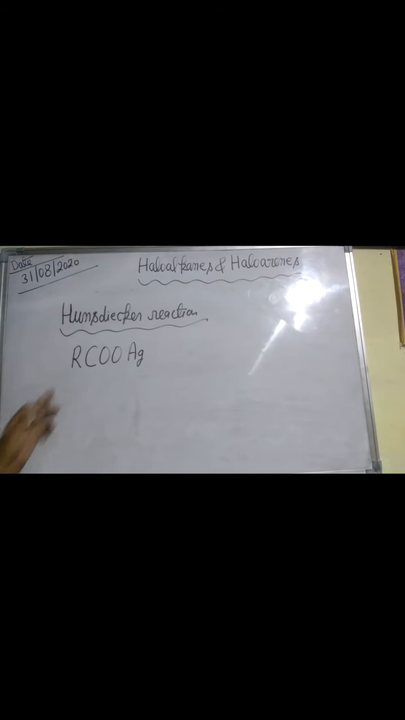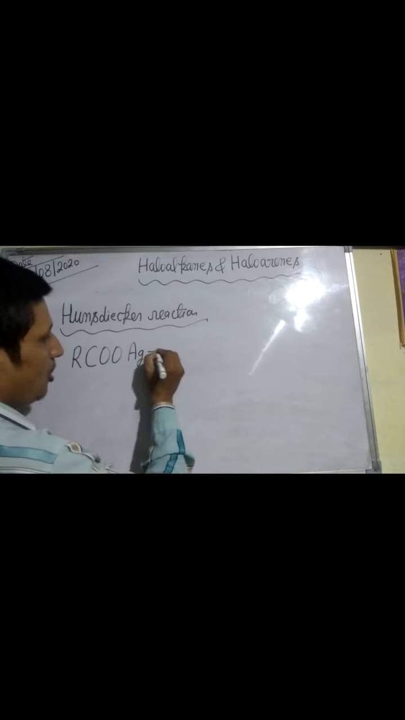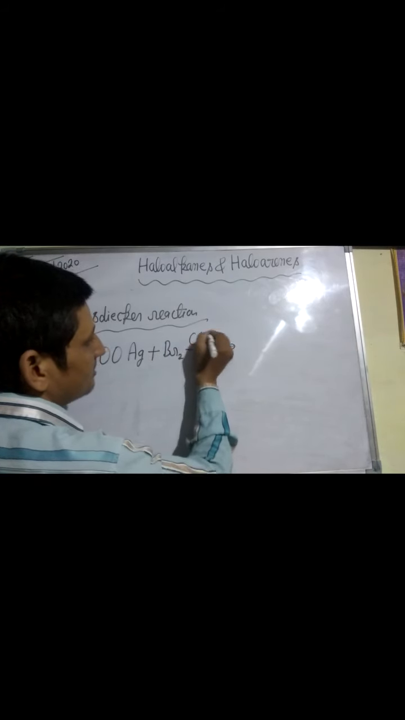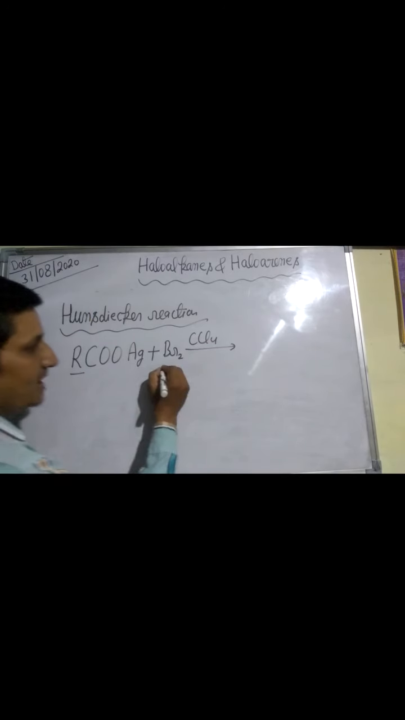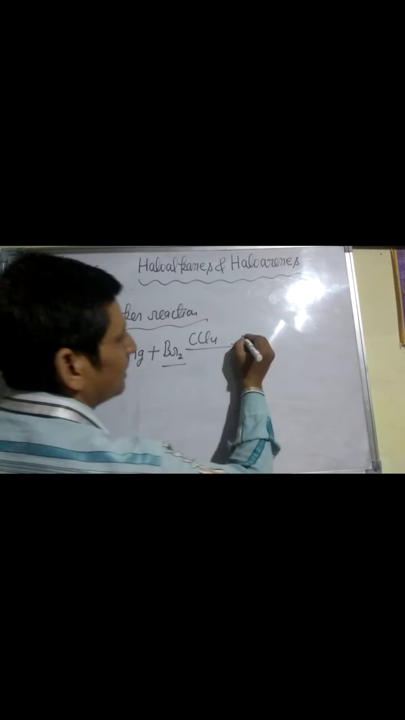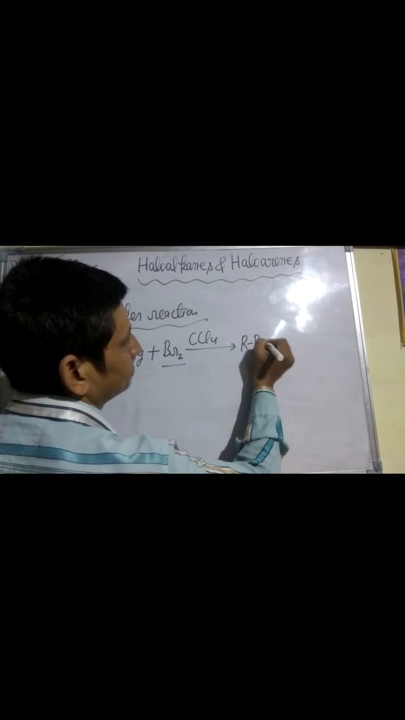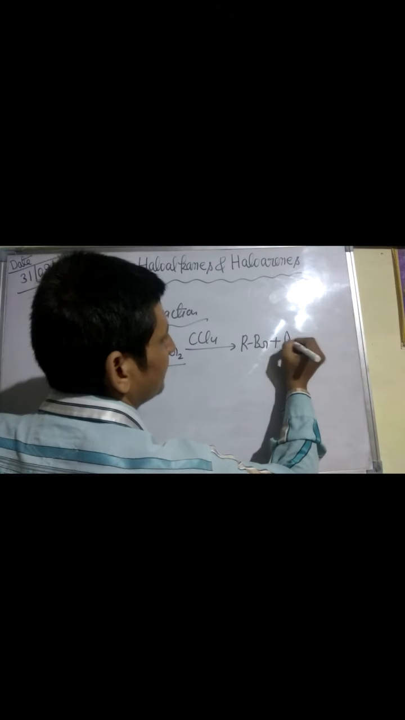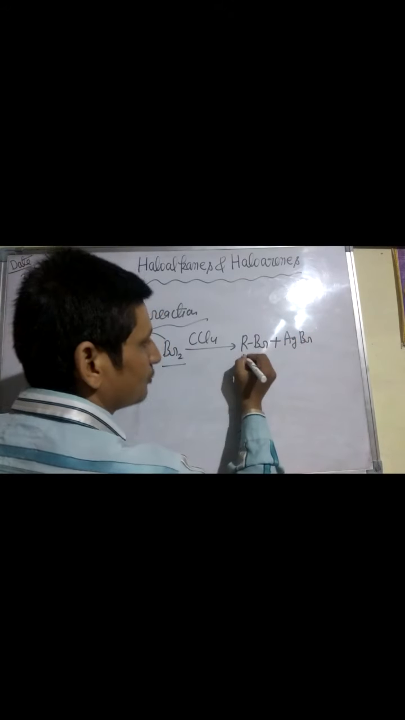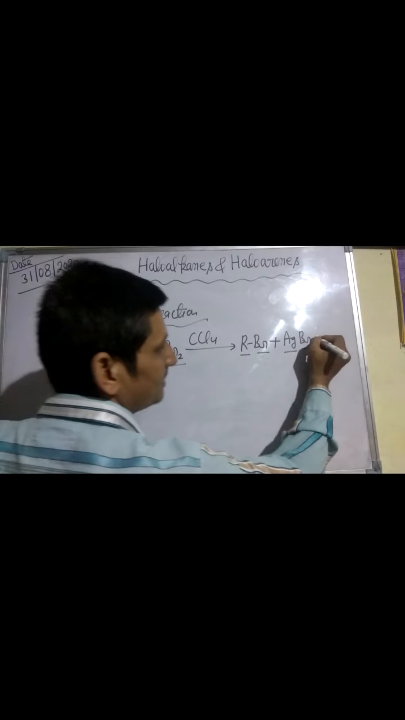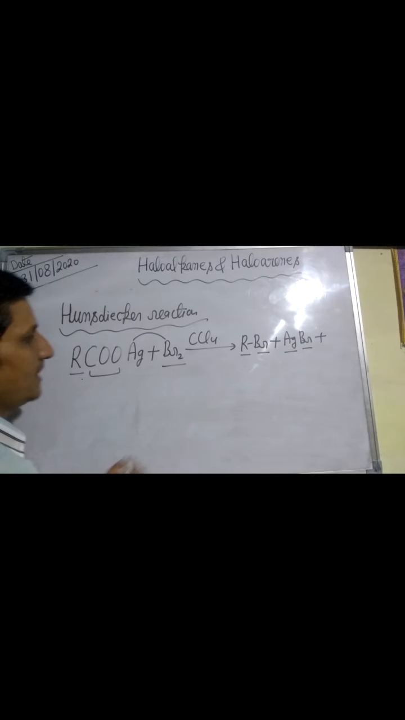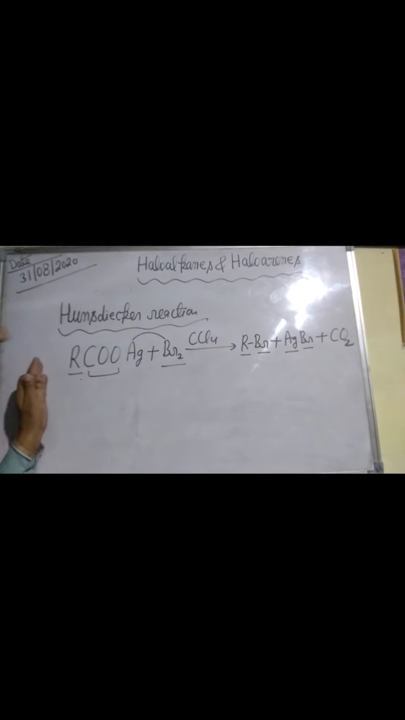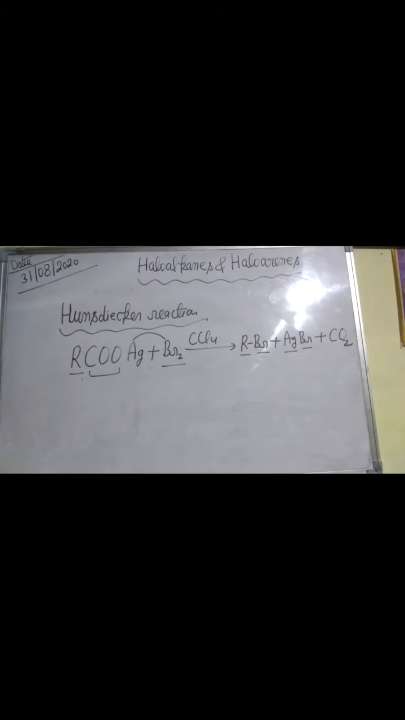RCOOAg is called silver salt of carboxylic acid. When heated with bromine in carbon tetrachloride, R and Br combine to form RBr, and Ag and Br combine to form AgBr. This is called alkyl bromide, this is called silver bromide, and COO gives CO2. So this is the Hunsdiecker reaction.